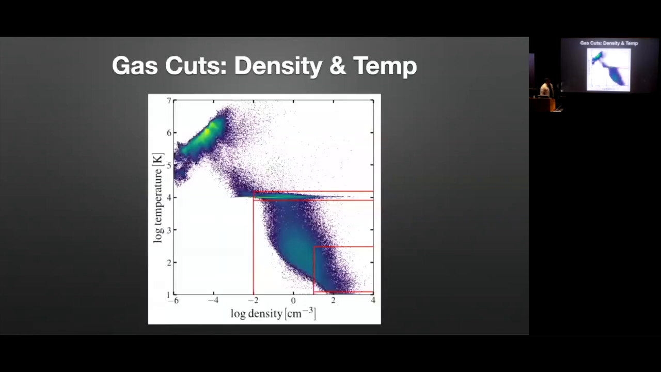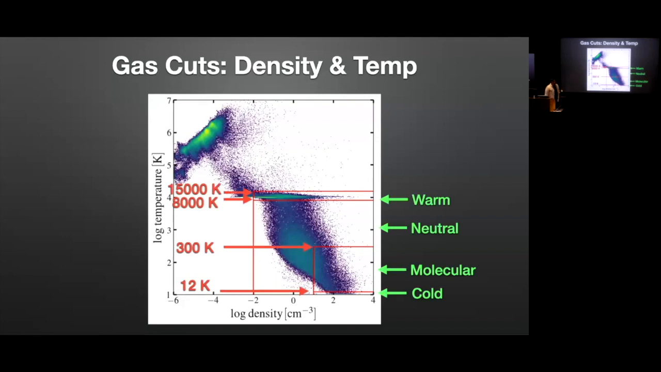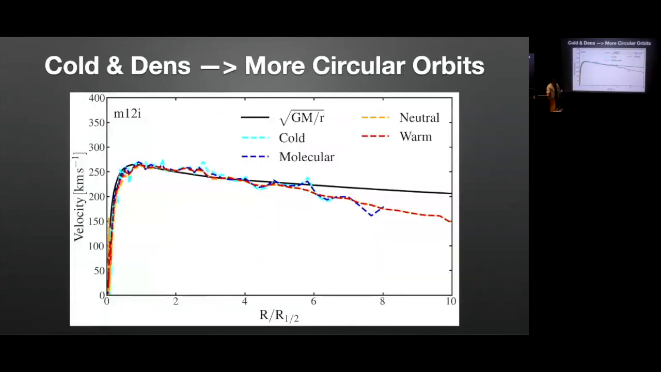So we made a couple of different cuts in temperature and density, particularly to get analogs for a cold phase, molecular gas, neutral, and then finally warm or ionized. And we tried to see how well these different cuts in gas track that GM over R curve. So that's what we're looking at here. In the cyan, we have the cold gas. The blue, we've got the molecular. Orange, neutral. And then finally, the red, we've got the warm gas.